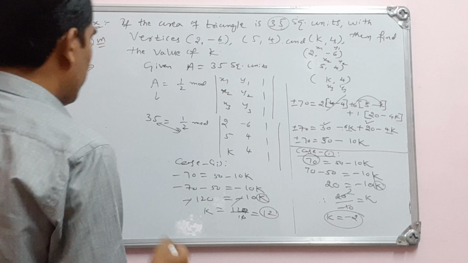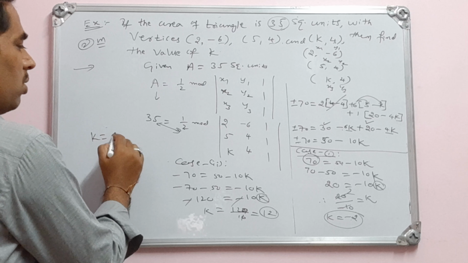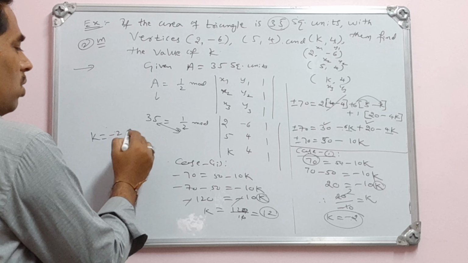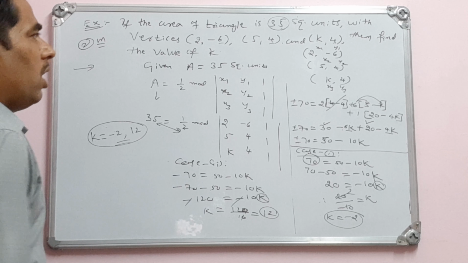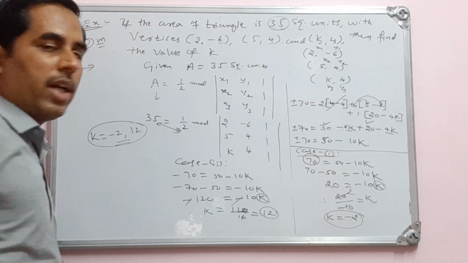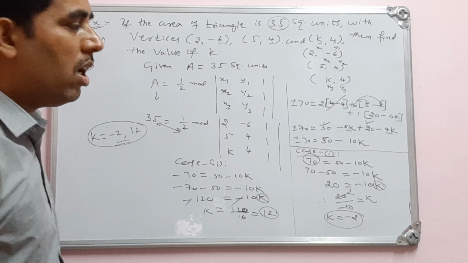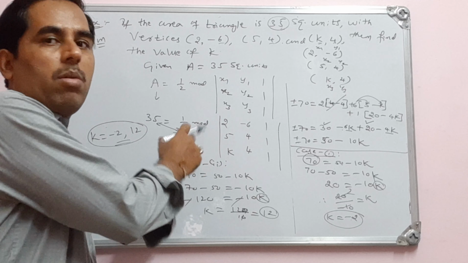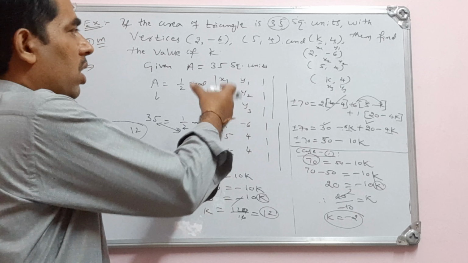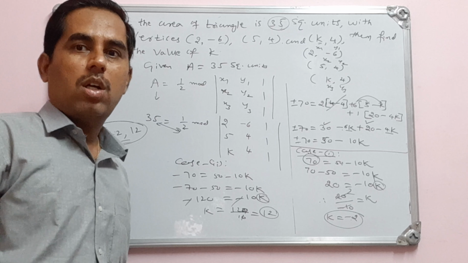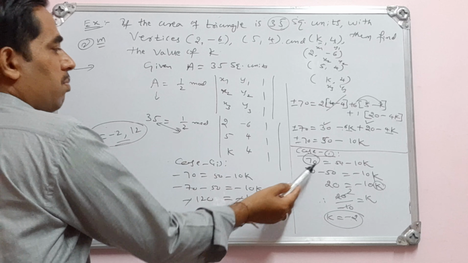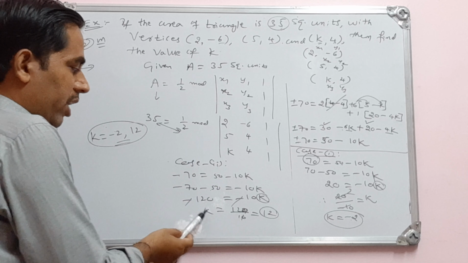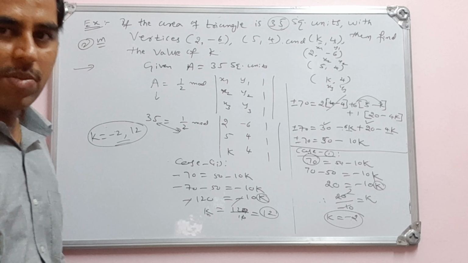So what are the values of k I got? k is equal to minus 2 and another value is 12. These are the values for the unknown k for this example. In this way you can work out the example. We have solved this kind of problem in our previous class, so you include this problem in that list. In this way we can use the positive value and negative value to find the value of k.